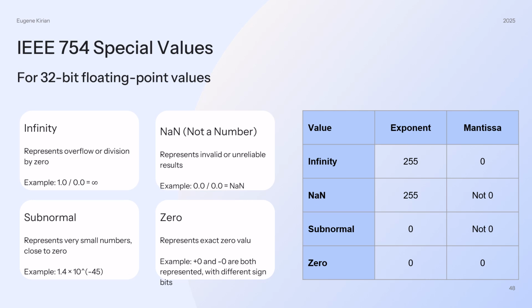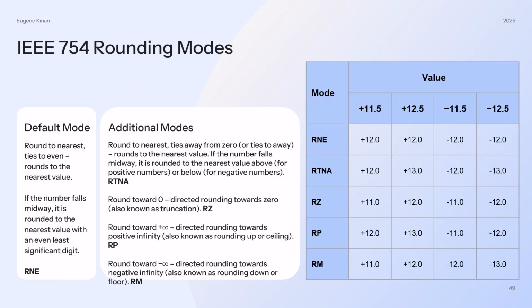Interestingly, IEEE 754 distinguishes between +0 and -0, which have different sign bits, but both represent the same numerical value of 0. These special values help handle edge cases and provide a more robust and reliable way of working with floating point numbers. The IEEE 754 standard defines several rounding modes for floating point numbers.